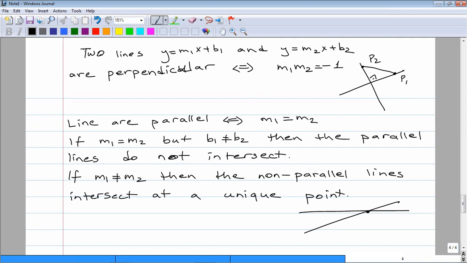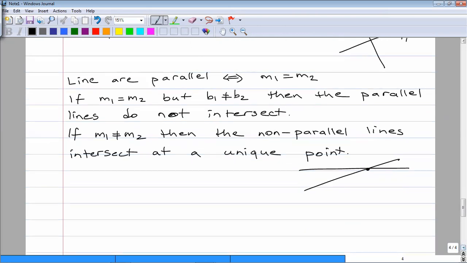Of course, it is possible that the two lines are the same, because you can write the equation of the line in different ways. Once you get an equation, let's say y equals mx plus b, you can write this equation in various different forms. Another standard form is to write it this way.